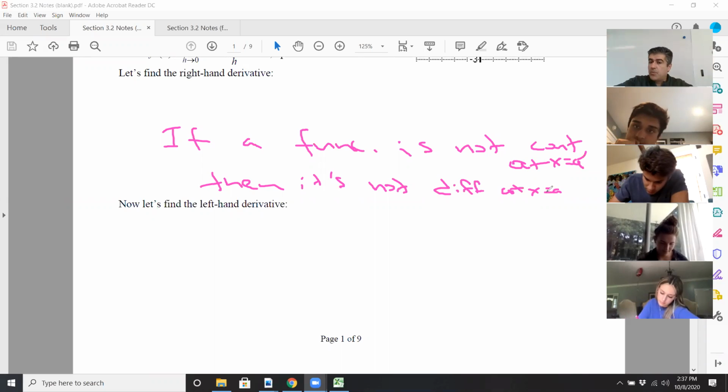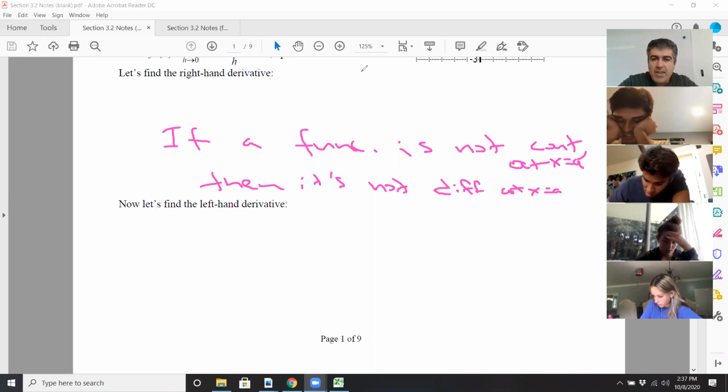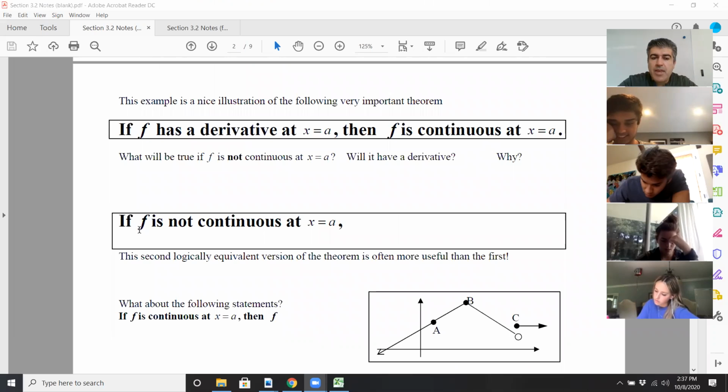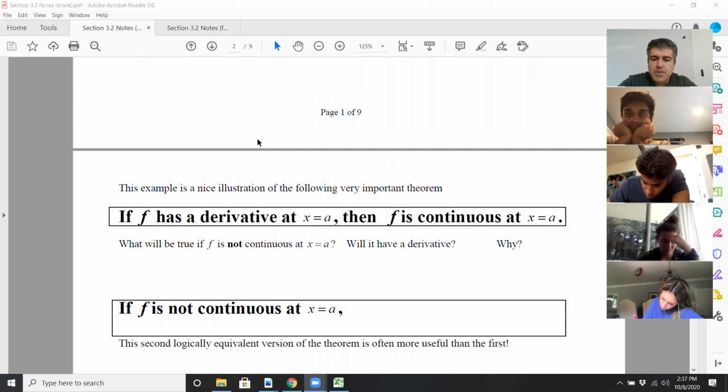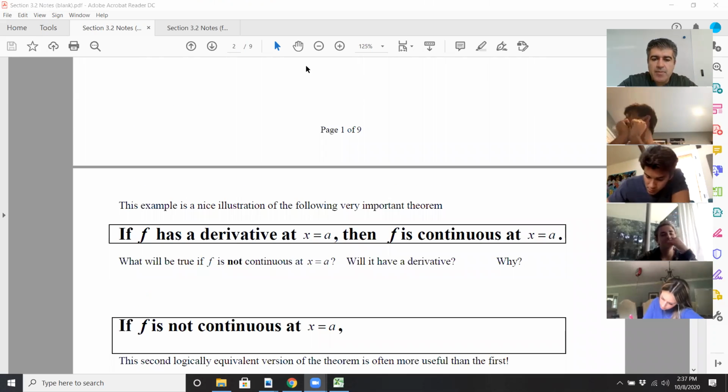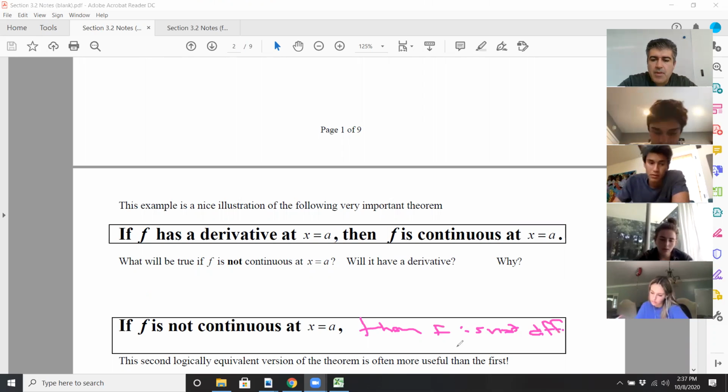At x equals 0, it was clearly not continuous, that we saw from the graph, right? And we just went through this formal process of left and right derivatives, and showed they're not the same. So we can make that conclusion. That is stated on the second page, in the second box. If f is not continuous at x equals a, I'm just repeating myself, then f is not differentiable at x equals a. We just proved that.